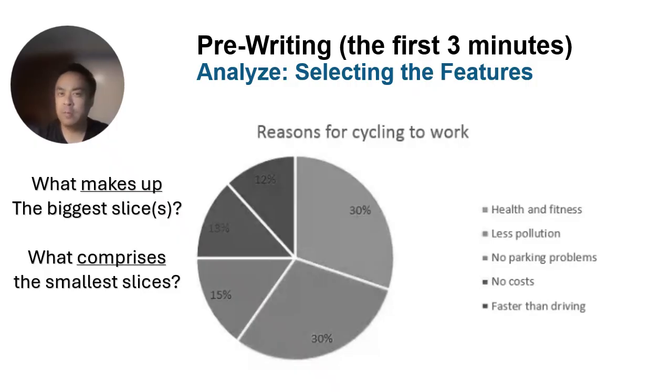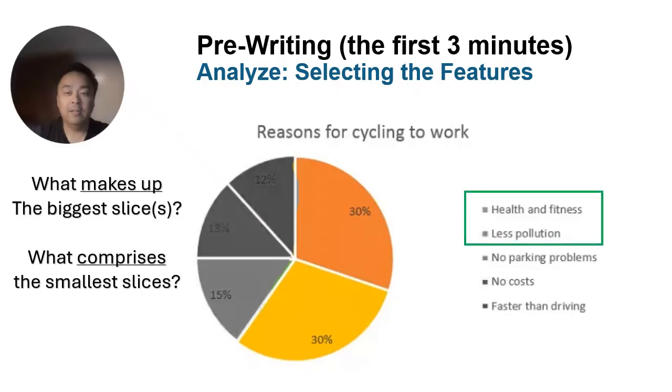So the worst mistake that you can make once the exam begins is to start writing. Instead of putting your pen to paper and writing paragraphs, what you should do is actually make notes on the exam. What do you see? So what makes up the biggest slice? What comprises the smallest slices? Here, the biggest slices are health and fitness and less pollution. These are the two major reasons why people ride their bicycles to work. Now, the other three are roughly equal in percentage. And these make up the minority reasons why people ride their bicycles to work.